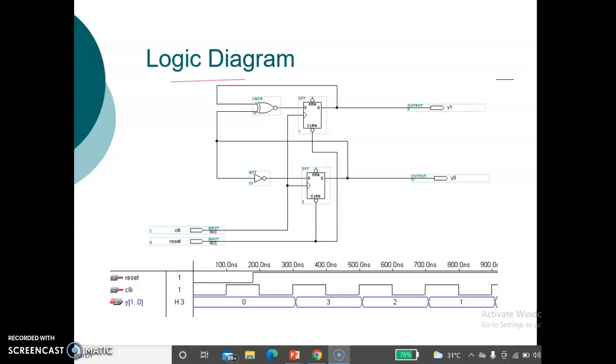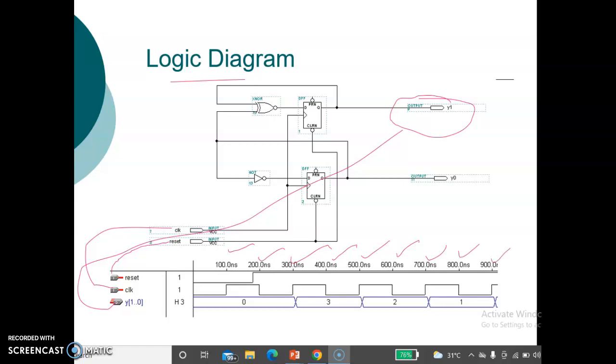Or this logic diagram, timing diagram. Reset, this one, clock, yeah. Y1. The time axis runs 100 nanosecond, 200 nanosecond, 300 nanosecond, 400 nanosecond, 500 nanosecond, 600 nanosecond, 700 nanosecond, 800 nanosecond, 900 nanosecond.